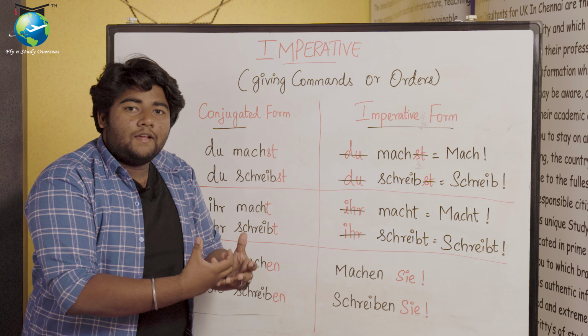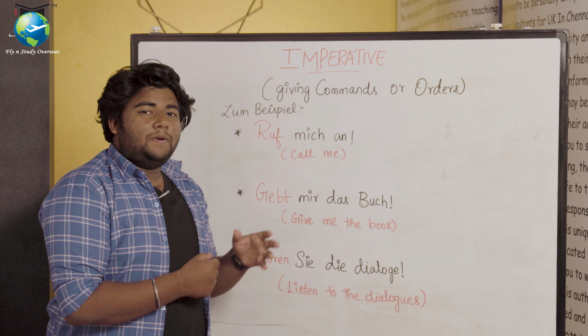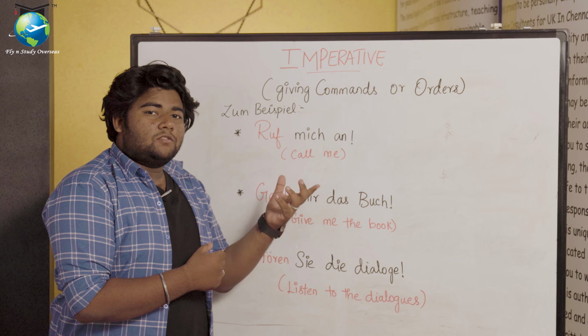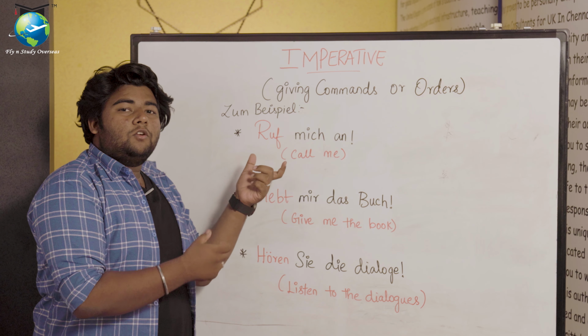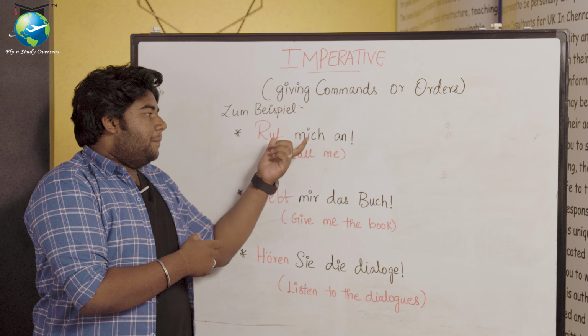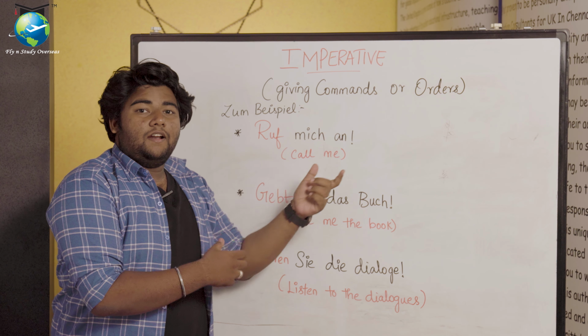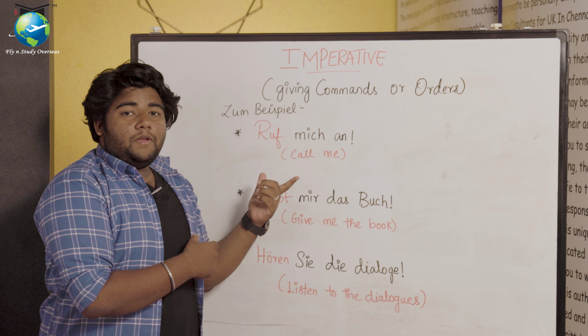Now let us see how to use this imperative form in a sentence. Okay, now let us see some example sentences with imperative. Let's take the first sentence: Ruf mich an. Actually, the exact verb is anrufen, which means to call. Usually, it gets conjugated like du rufst, and at the end of the sentence, the prefix goes like an. But here, according to the imperative rule, it is ruf mich an. There is no du here, and the verb is not conjugated with the ending st. So just ruf mich an.